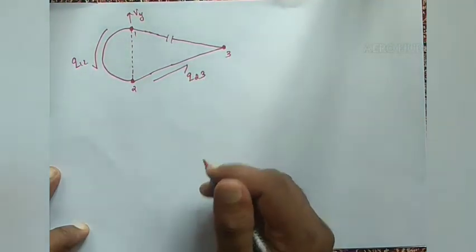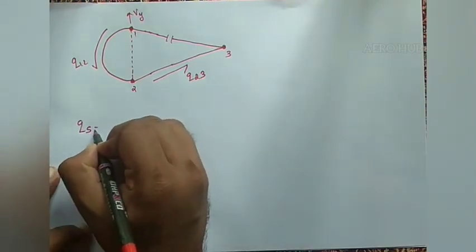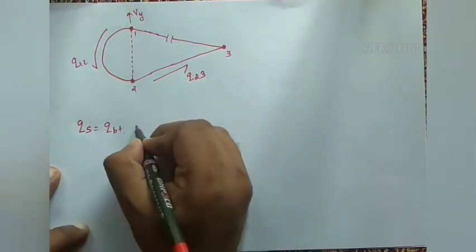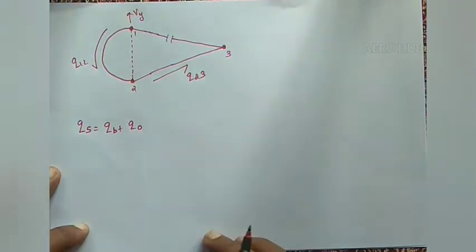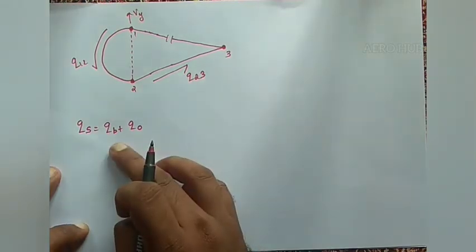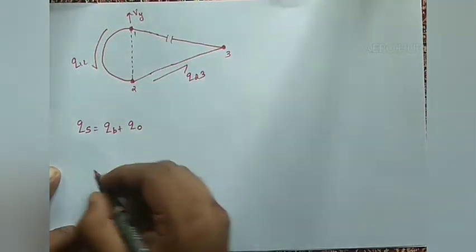Okay. And you are aware that the shear flow for a closed section, qs, is equal to qb plus q naught, or qs naught, where qb is the basic shear flow and q naught is the shear flow at the portion where we are making a cut. Therefore, first of all, we have to find the value of qb. Since this is 0, I will consider the portion 1-2.